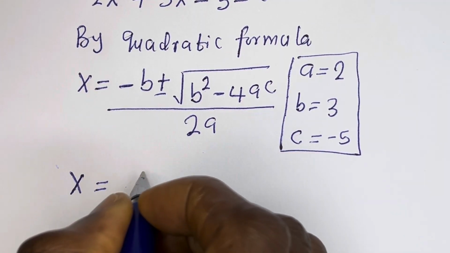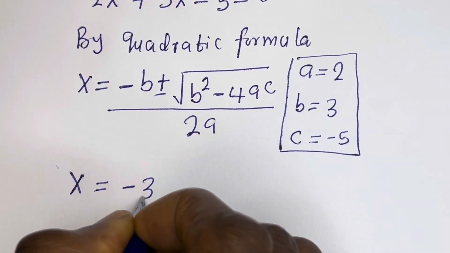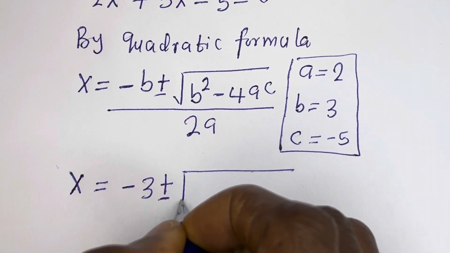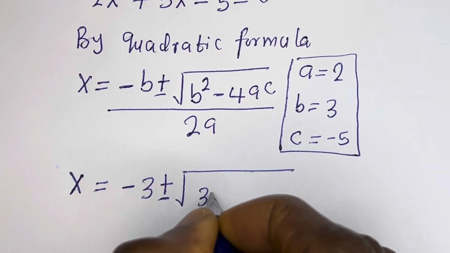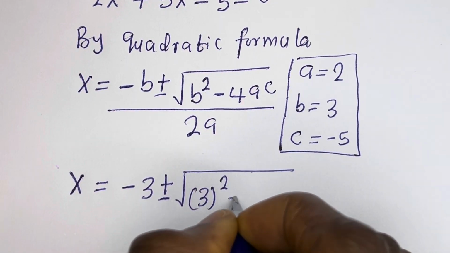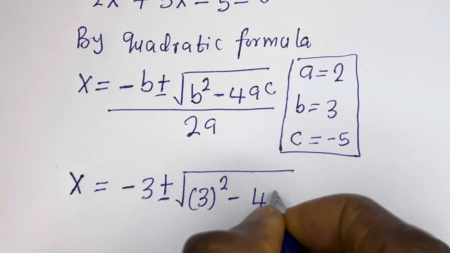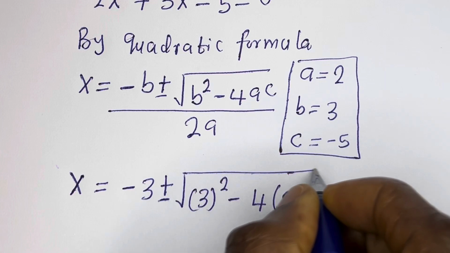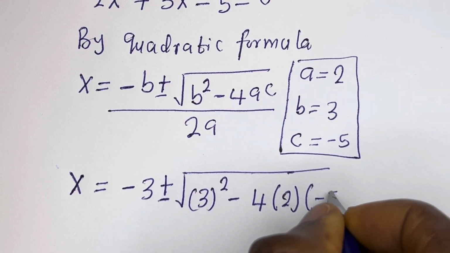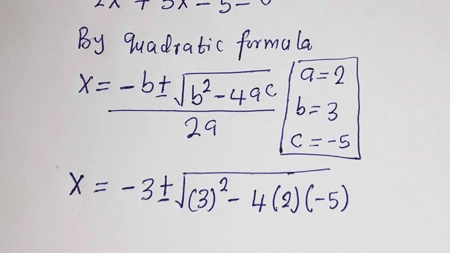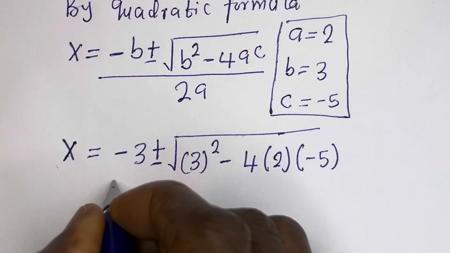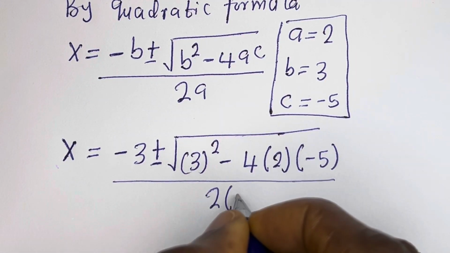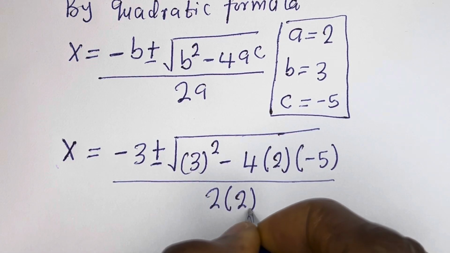s is equal to minus 3 plus or minus the square root of b, which is the same thing as 3 squared, minus 4 multiplied by a, which is 2, multiplied by c, which is minus 5. Then everything divided by 2 multiplied by a, which is 2.